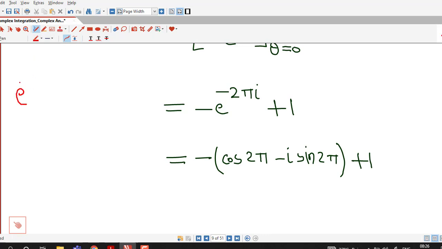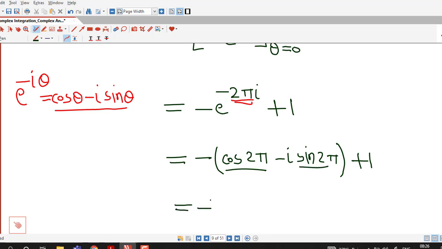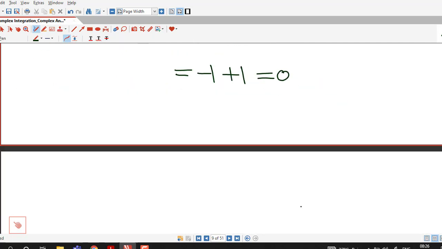We are familiar with this fact: e raised to minus i theta is equal to cos theta minus i sin theta. So if we compare with e raised to i theta, here theta is 2 pi, so we are using this formula with theta equal to 2 pi. So we have cos 2 pi minus i sin 2 pi. The value of cos 2 pi is 1, sin 2 pi is 0, so this becomes minus 1, and we have plus 1. So the integral of 1 by z square over the unit circle has value 0. The integral of 1 by z square over mod z equal to 1 is 0.